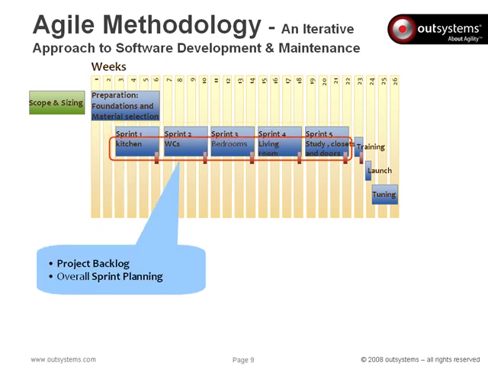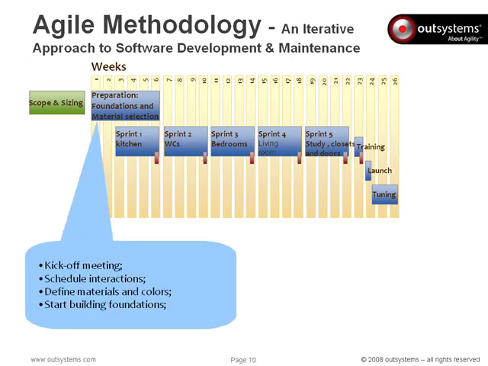The inventory of negotiated requirements is called the project backlog, which is prioritized by business value and rated in terms of estimated development cost. Prioritizing and spreading items among sprints is called sprint planning.